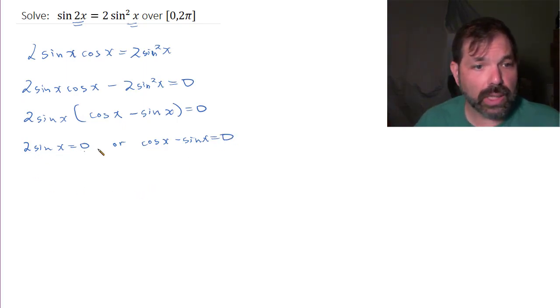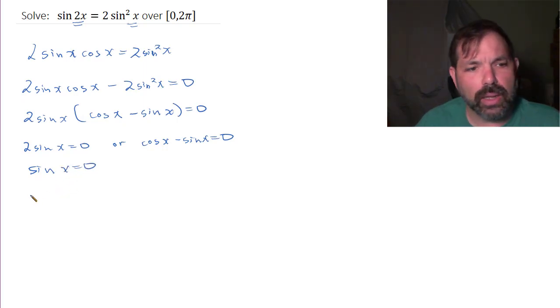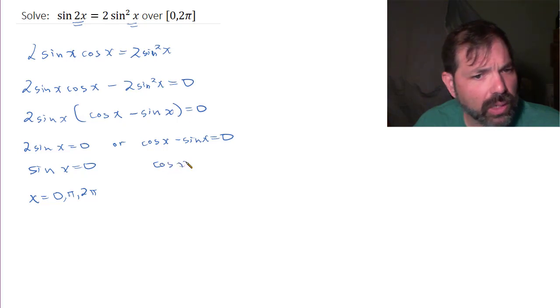Alright, so if 2 sine x is 0, that means that sine x is 0, and so then over 0 to 2 pi, x would equal 0, pi, or 2 pi. That's where the sine is 0. Cosine x minus sine x equals 0. Well, that's the same as saying where is the cosine x equal to the sine x.